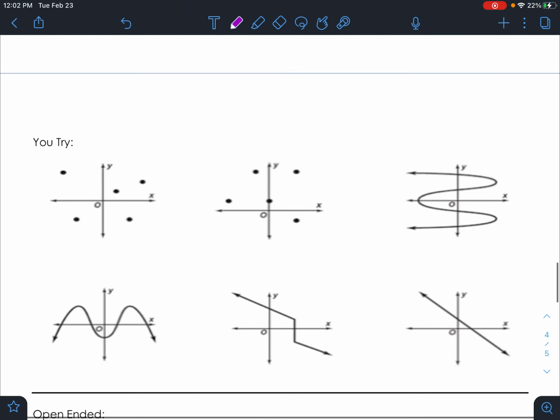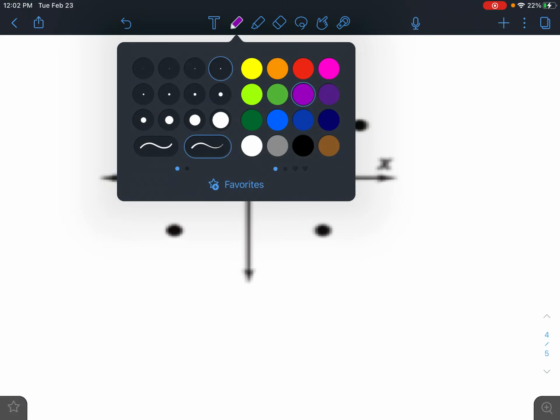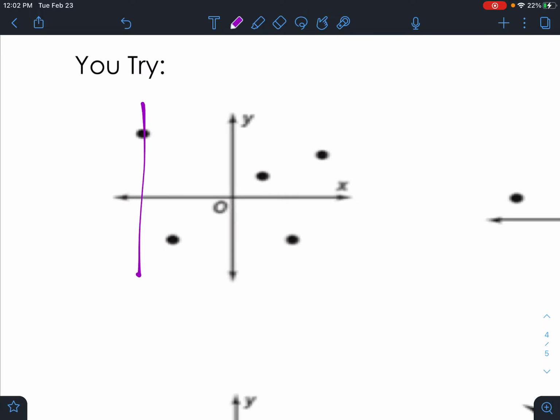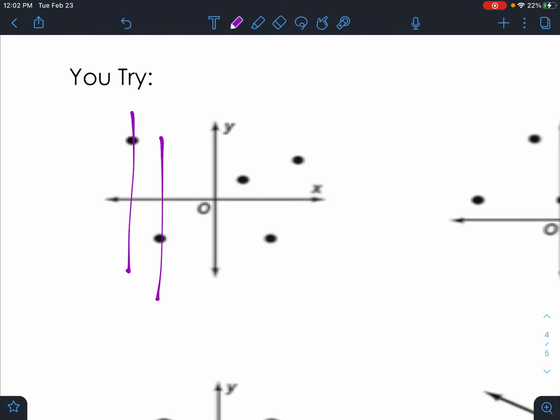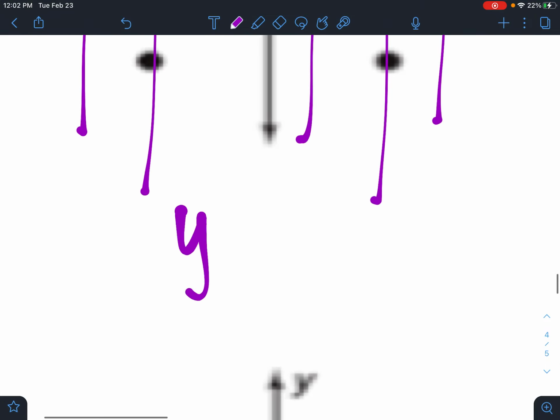So let's try these examples, okay? So if I look at this first one, and if I put a vertical line through that point, I'm only hitting at 1 point, all right? And same with that one, only hitting at 1 point. Same here, same here, same here. So no matter where I'm at on that graph, I'm still only hitting at 1 point, so the answer to this is yes.